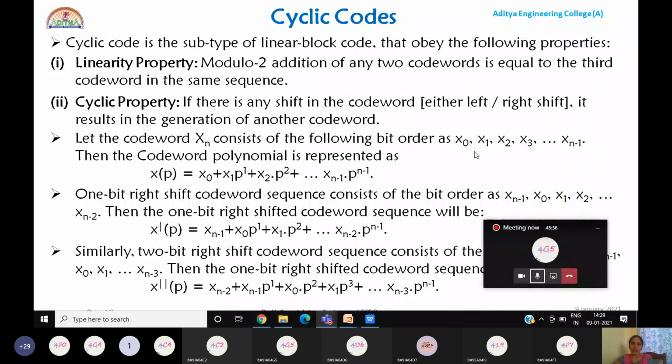And what is the code word polynomial when it consists of these corresponding bits? The code word polynomial of code word X, consisting of bits in the order X0, X1, X2, X3 up to so on Xn minus 1 is X0 into p power 0 plus X1 into p power 1 plus and so on. What is X0 actually? X0 is the LSB bit and Xn minus 1 is the MSB bit. Please remember that here X0 is the LSB bit and Xn minus 1 is the MSB bit.